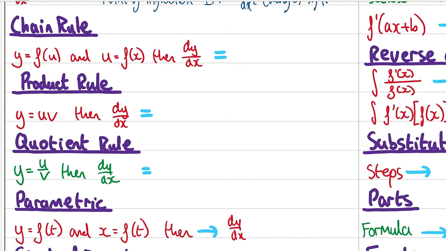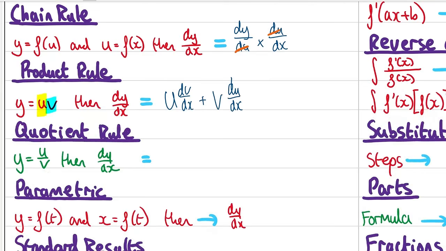Okay, chain rule. If we have a function y is equal to a function of u, and u is equal to a function of x, then the chain rule states that dy by dx is equal to dy by du multiplied by du by dx. And of course you can always check that it's true by cancelling out, and you should get dy by dx. Product rule, if you have a u multiplied by a v, then you leave u alone and differentiate v. And then you leave v alone and differentiate u.